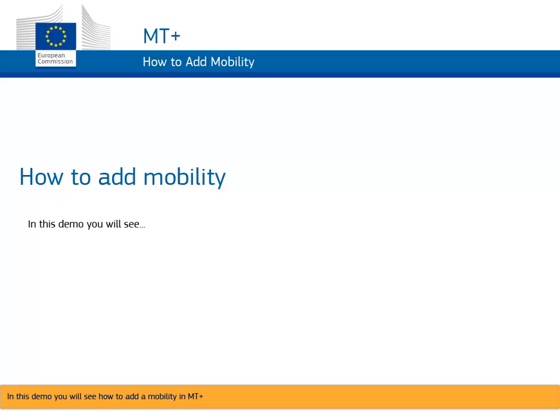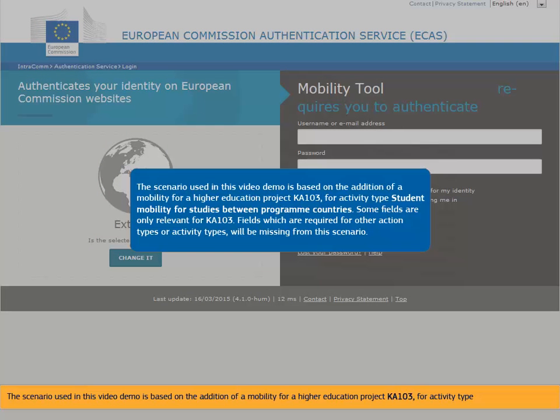In this demo you will see how to add a mobility in MTool. The scenario used in this video demo is based on the addition of a mobility for a higher education project, KA103, for activity type, student mobility for studies between program countries.